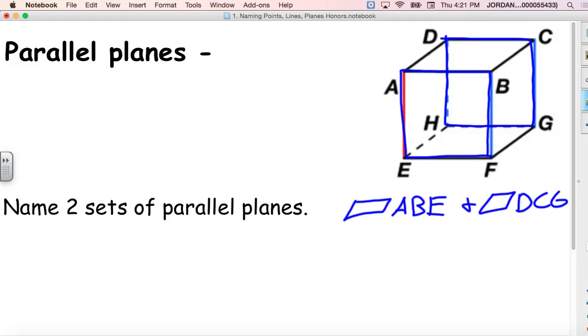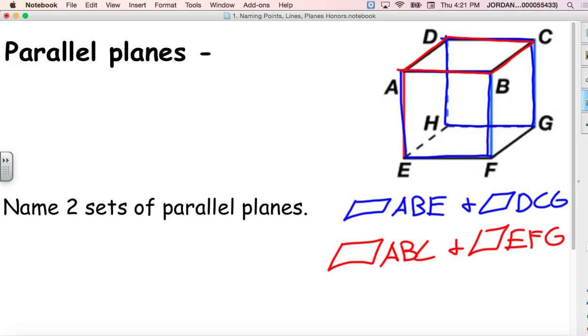If you want to name another set, well, we got the front and back plane, and you could either use the left and right plane, or you can use the top and bottom plane. I'll do the top and bottom plane. So let's say the top plane, plane ABC, and the bottom plane, we can call it plane EFG. Okay, those 2 planes are also parallel. And again, the left and right ones would be a 3rd example of parallel planes.